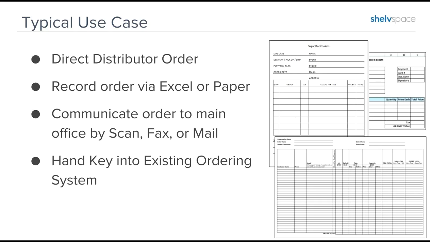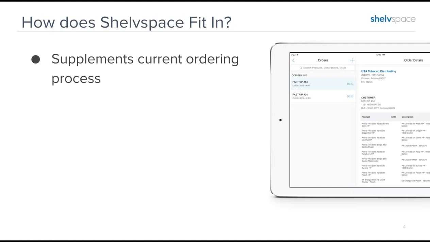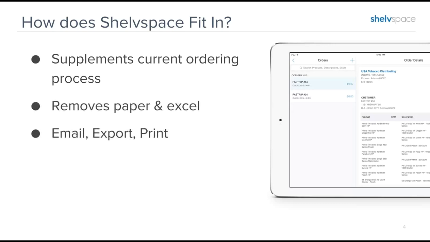So that may be familiar to you, and we'll see what it would mean if you were to get started with Shelvspace Ordering. How does that fit in? Shelvspace Ordering helps to supplement your current ordering process. We're not looking to reinvent the wheel or replace whatever you have currently. Rather, Shelvspace helps you to move away from that old-fashioned paper and Excel into more of a simple mobile workflow.